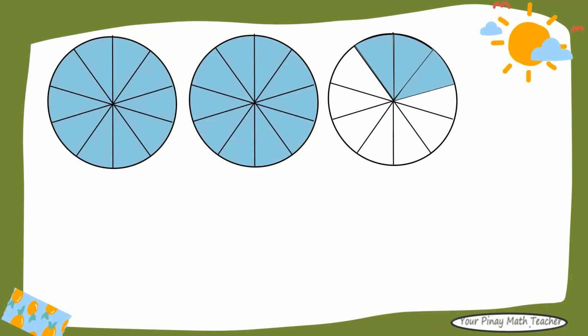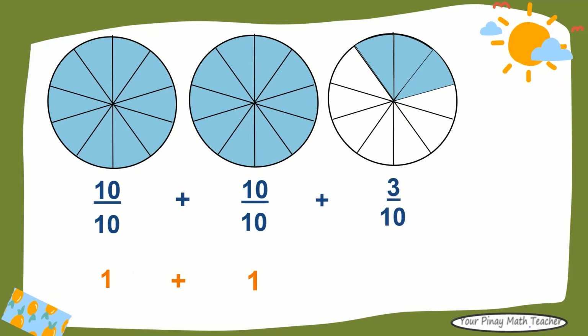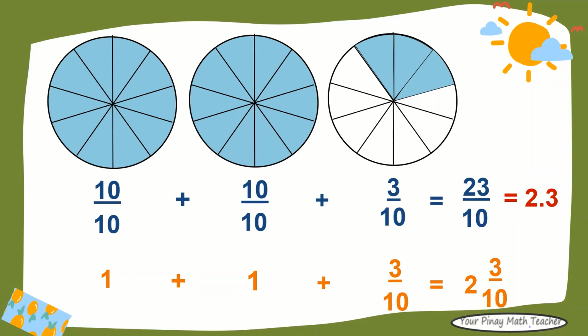Another example. For the first circle, the shaded part is 10 out of 10 or equal to 1 whole. Second circle is 10 out of 10 or another 1 whole, plus 3/10 for the third circle. Adding the fractions, we get 23/10, which is equivalent to 2.3. Adding 1 plus 1 plus 3/10, we get 2 wholes and 3/10, which is also equal to 2.3.